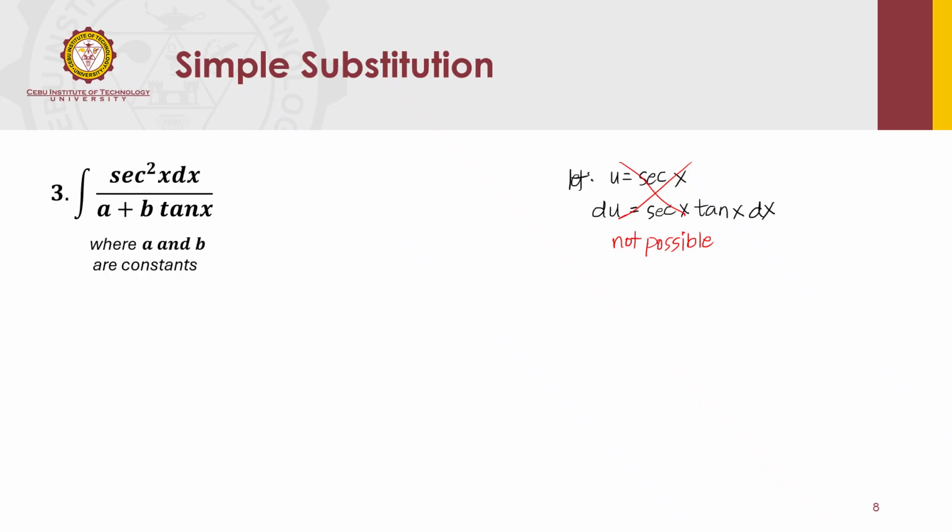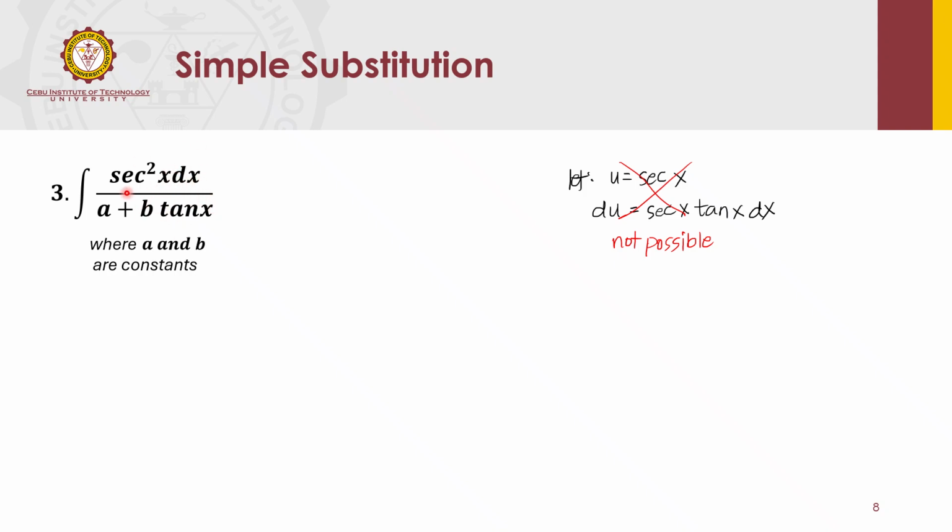So since secant x is not possible, then we go to the denominator. We can have a u in the denominator. Anyway, we have the logarithm formula: the integral of du over u is ln of u plus c. So we cannot just assign tangent x alone as u since it's being multiplied to a constant. If you differentiate it, the result would contain a constant, but your other parts do not contain the constant b.